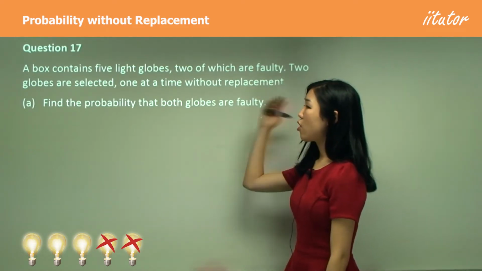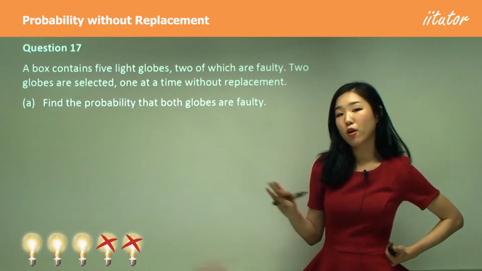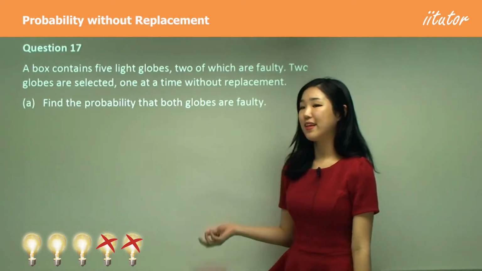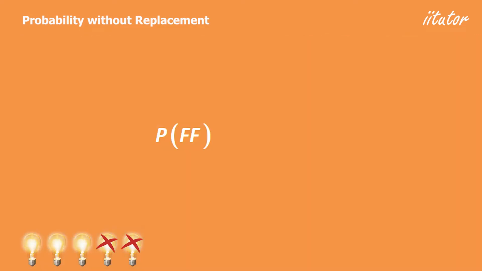We know that there's no replacement here. So when I've picked one, I'm just going to keep it and I'm not going to replace it back. So there's one less globe to choose from in the remaining pile. If both are faulty, I'll have 2 out of 5 for the first pick.